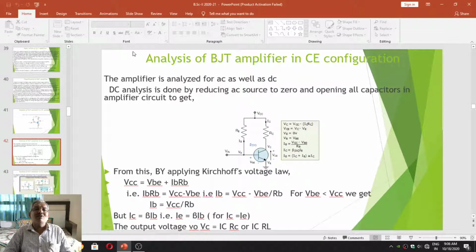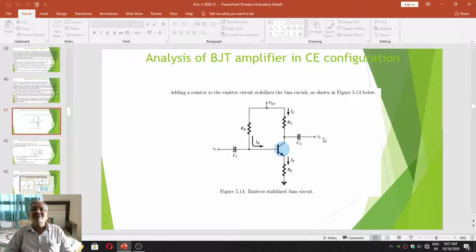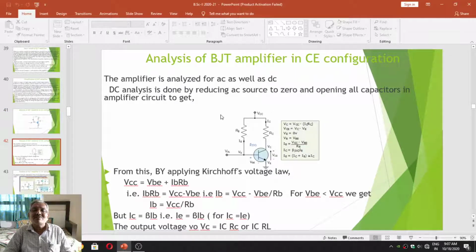The first type of analysis which we are going to perform is the DC analysis, and by process we are well aware that to undergo DC analysis we have to reduce the AC source to 0 and open all the capacitors in the amplifier circuit. So in the previous circuit these two capacitors are present. The AC supply we are applying as Vi to the input, so these two capacitors are removed and this source is made equal to 0, and we obtain the resulting circuit. So in this case, the signal voltage is 0, the emitter is grounded, and the resulting circuit so obtained is called the DC equivalent circuit.